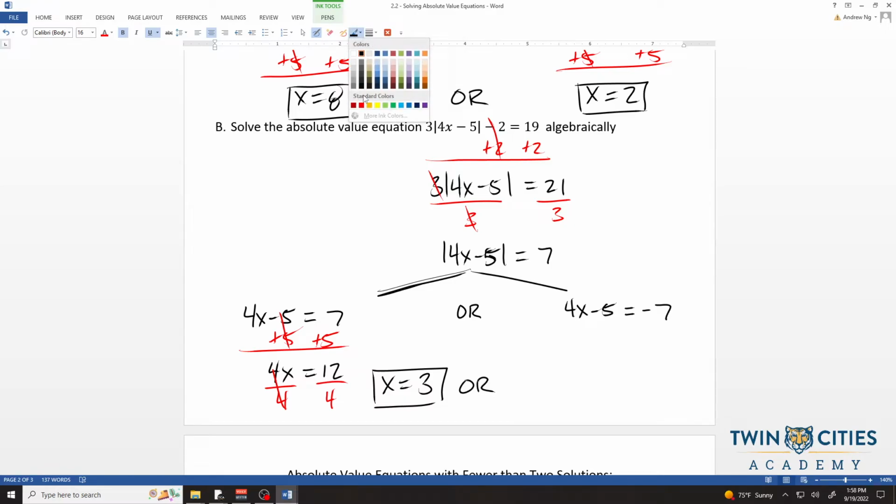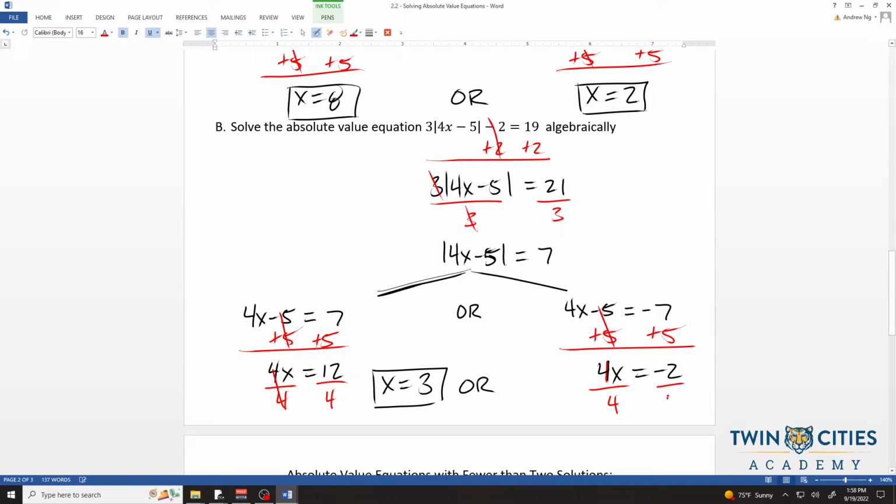Add 5 to both sides. And we'll get 4x is equal to, this is going to be negative 2. And now, careful when you divide. When I divide by 4, I will get x equals negative 2 divided by 4. This is going to be negative 1/2.